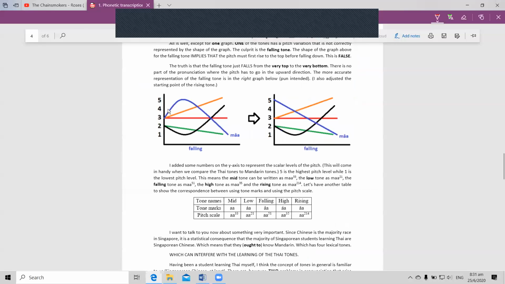You don't hear people say like my me, correct? So let me put this thing called the pitch scale. 1, 2, 3, 4, 5. So 5 is the highest pitch, 1 is the lowest pitch, and 3 is the middle pitch, right?